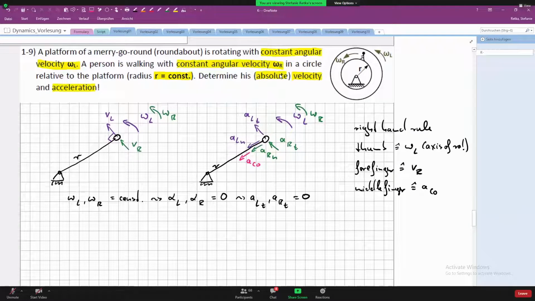Okay, and then we will follow our standard procedure, deriving the individual variables for leading motion, relative motion, and absolute motion. Here no numbers are given, so our results have to depend on the variables given, which are omega L, omega R, and the radius. So our results have to depend on these three variables.